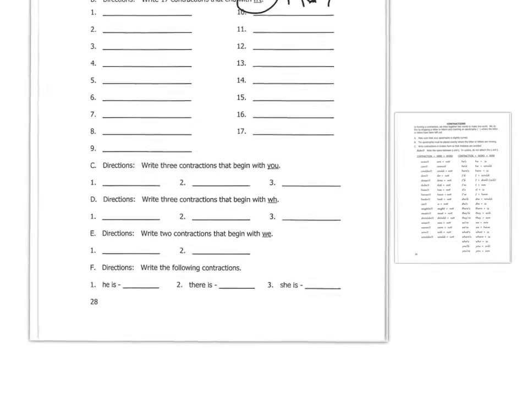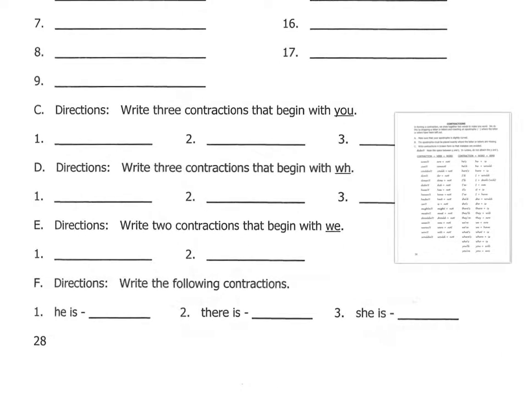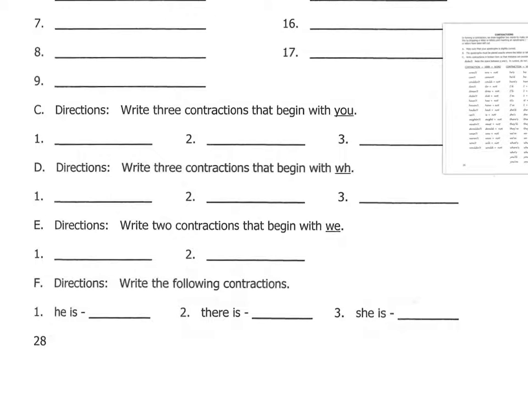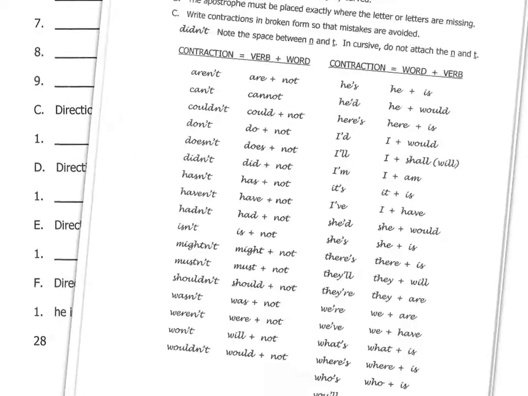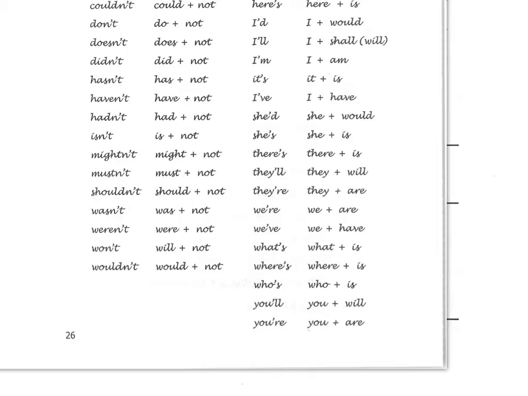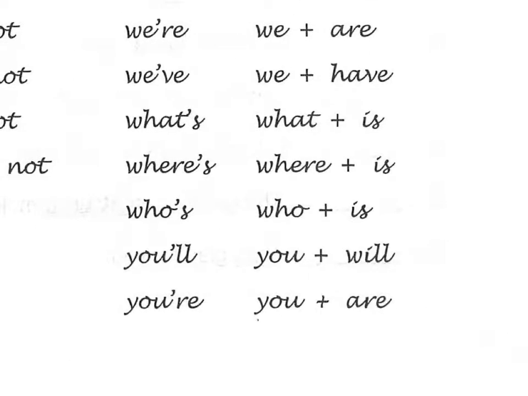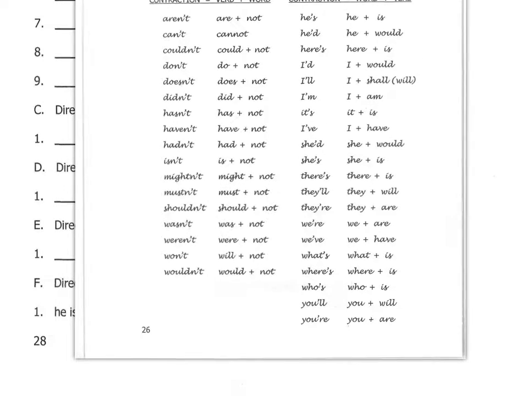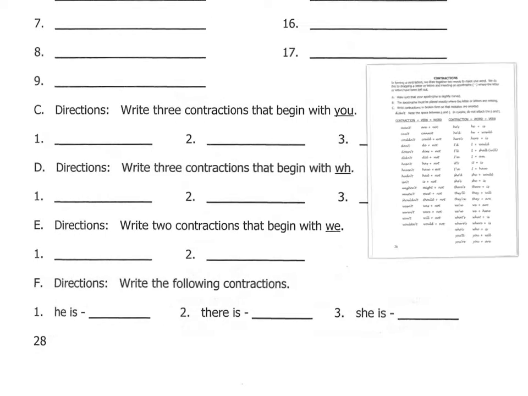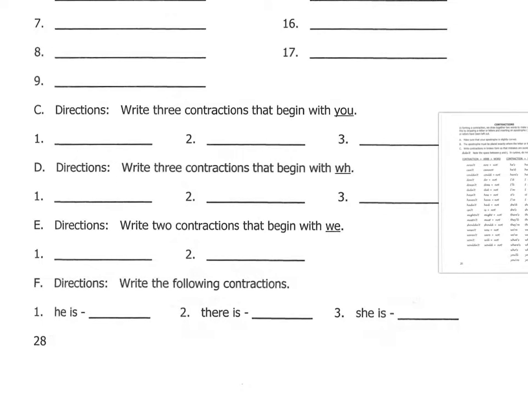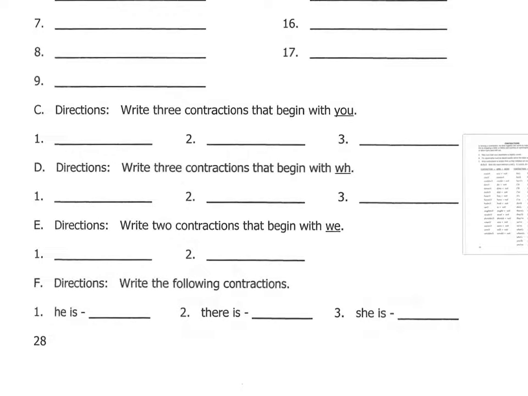Now let's look at exercises C, D, E, and F. Write 3 contractions that begin with you. You. What do we see here? What begins with you? I see you're, you'll, and you'd. So you're, you'll, and you'd. And I'll do you'd with you. Y-O-U, apostrophe D. You'd. You would.